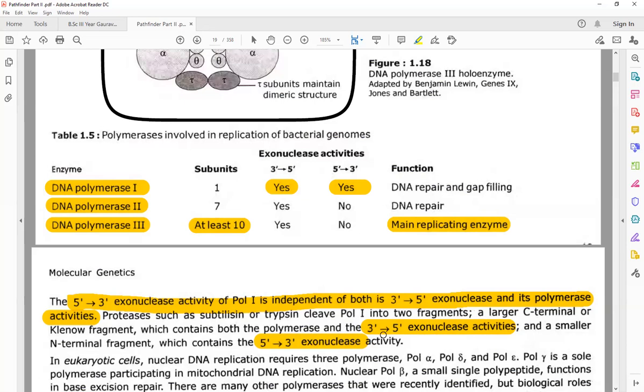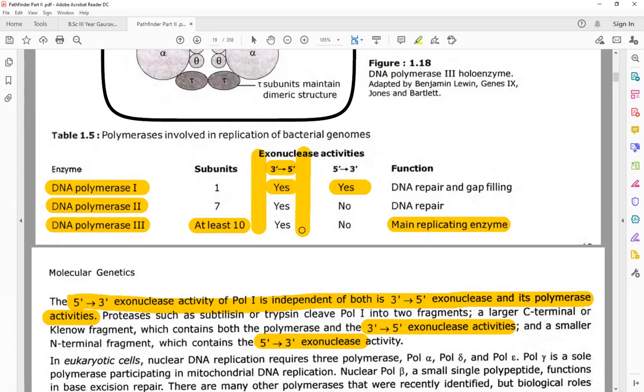Any problem? Now, the one fragment that would be removed, then the other fragment that would be produced is referred to as the Klenow fragment. There are two fragments being produced: a large C terminal, or the Klenow fragment, and the N terminal fragment. This fragment has the 3' to 5' exonuclease activity, which is similar to all the polymerases. Each and every polymerase has 3' to 5' exonuclease activity.